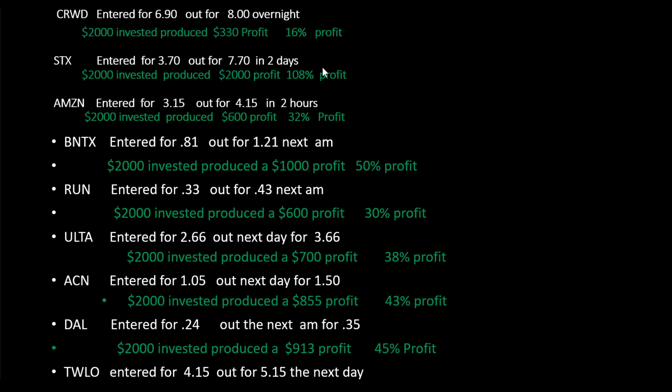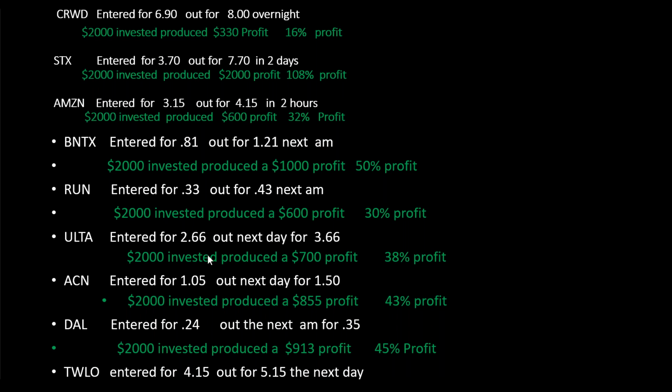These trades here are specific trades that we send out on alerts. Because I said we don't send every trade out as an alert, because if they're too quick, we can't do it, if we're going to be in it for a short period of time. But these are all the trades that we've sent out on alerts recently. Crowd was one, obviously. This STX we just talked about, that was in for 370 and out for 770 in 2 days. That was 108% profit.